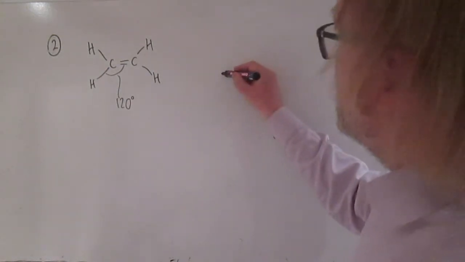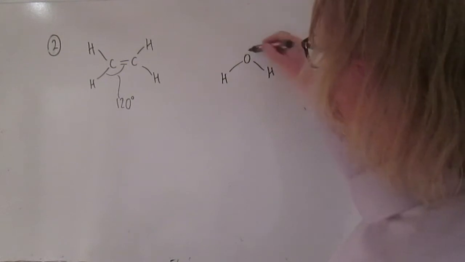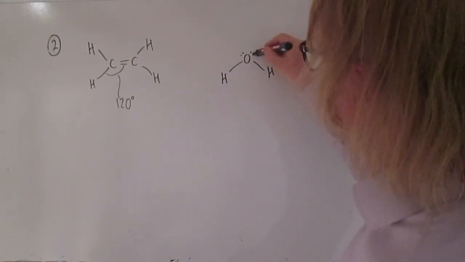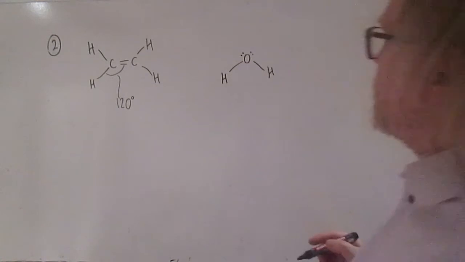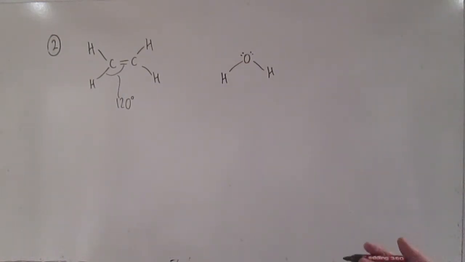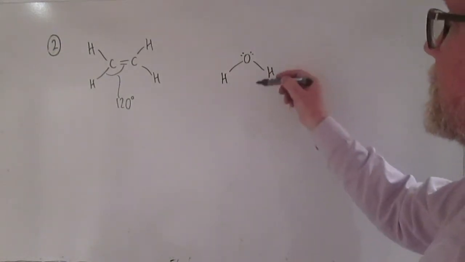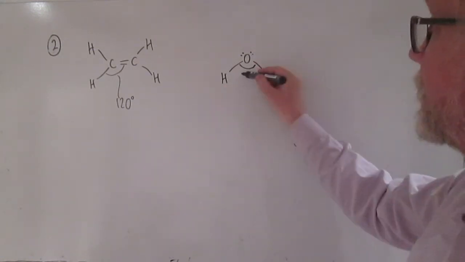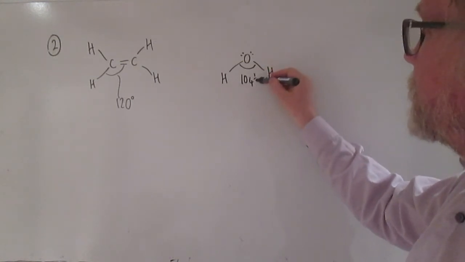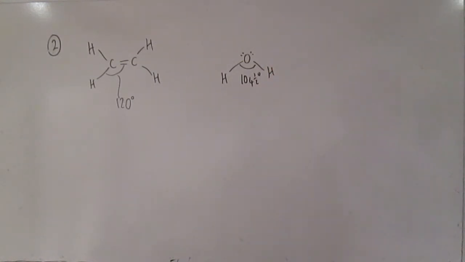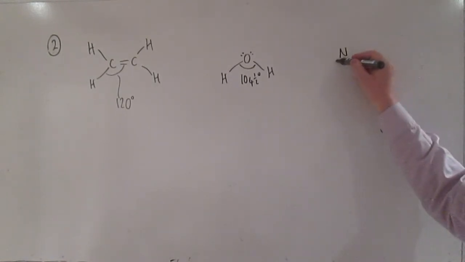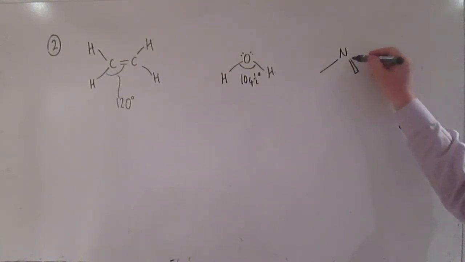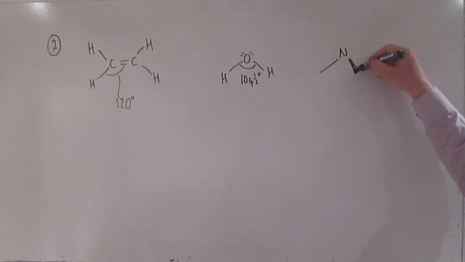Water has 2 bonded pairs and 2 lone pairs around the oxygen. And remember the way it works is a tetrahedral angle is 109.5 when you have 4 bonded pairs, but each time you put a lone pair in, it decreases the angle by 2.5 degrees. So because you've put 2 lone pairs in instead of bonded pairs, it's decreased it by 5 degrees. So that's 104.5 degrees.